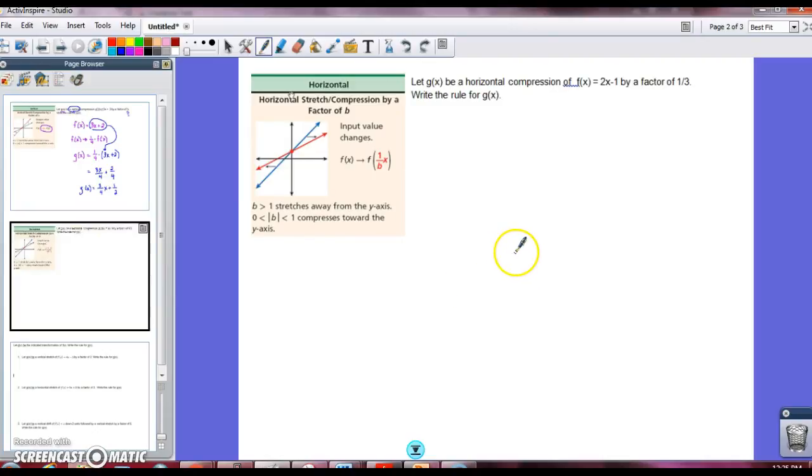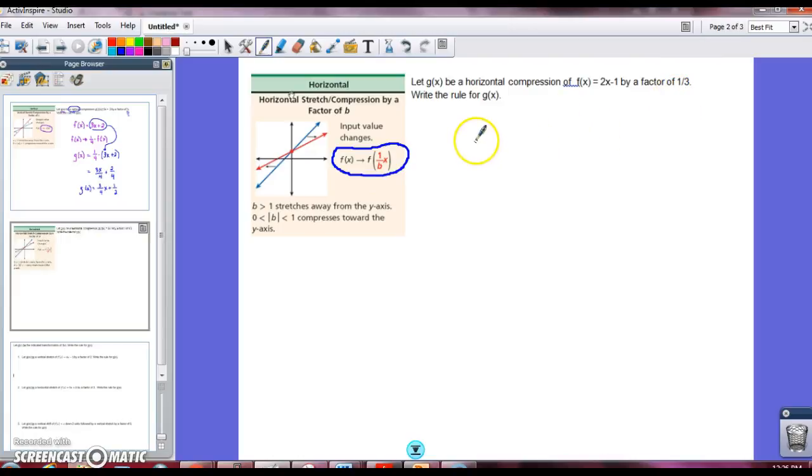In horizontal, we have a slightly different rule. And here's where it's different. You are going to take whatever that scale factor is, and you are going to take the reciprocal of it. That's what 1 over b means. That means you flip it. Okay? And then you're going to replace x with that flipped value of that factor.